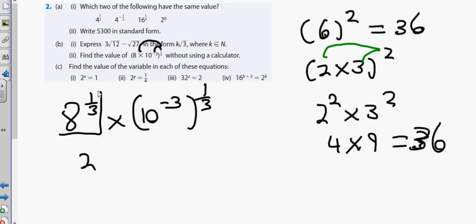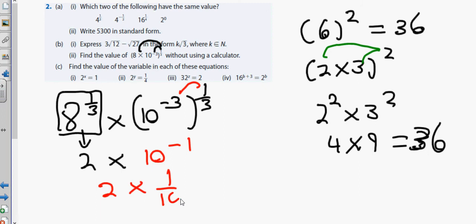So all of this turns out to be 2 multiplied by, now you're going to multiply the powers in this case, so it's minus 3 multiplied by a third. Minus 3 multiplied by a third is 10 to the power of minus 1. And what we know about 10 to the minus 1 is it's a tenth. So it's 2 multiplied by a tenth, which is 2 tenths, because you multiply top by top, bottom by bottom. And 2 tenths is a fifth.